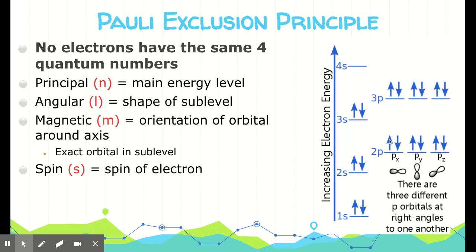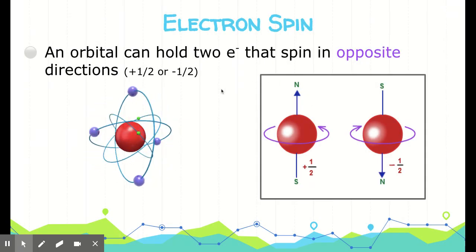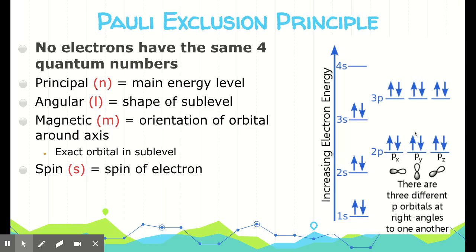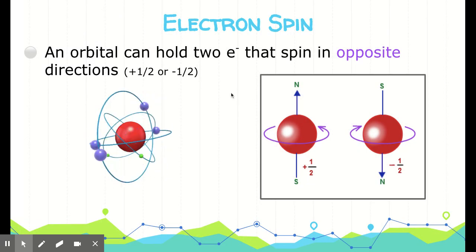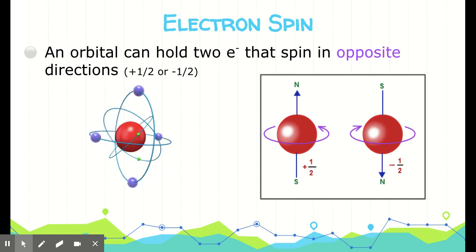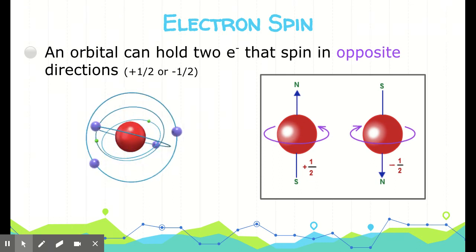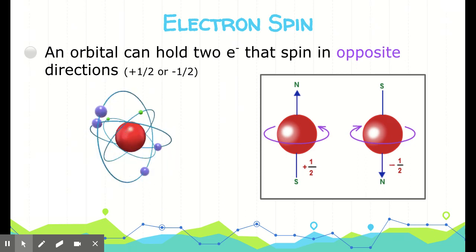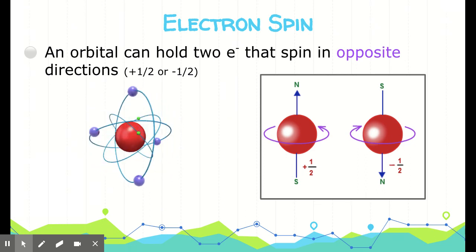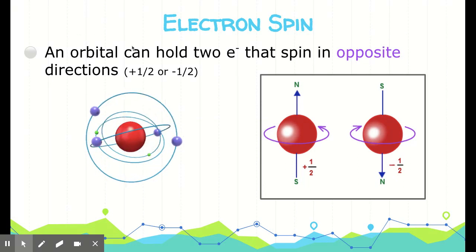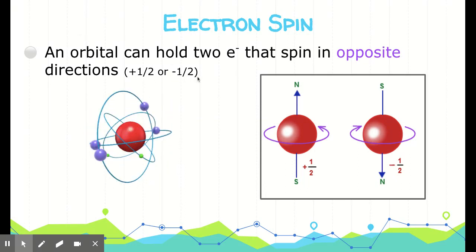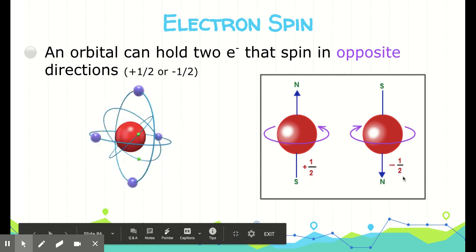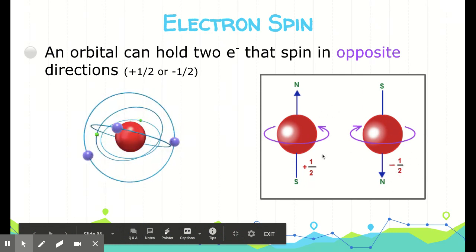So each electron in an atom is going to have its own specific set of characteristics or qualities to describe its location. With electron spin, like I was talking about, you had the up and down arrows here. This is describing the way that electrons move within their sublevels. Any orbital can hold 2 electrons, and the electrons spin in opposite directions. This gives you +1/2 or -1/2, which is just describing the opposite directions.